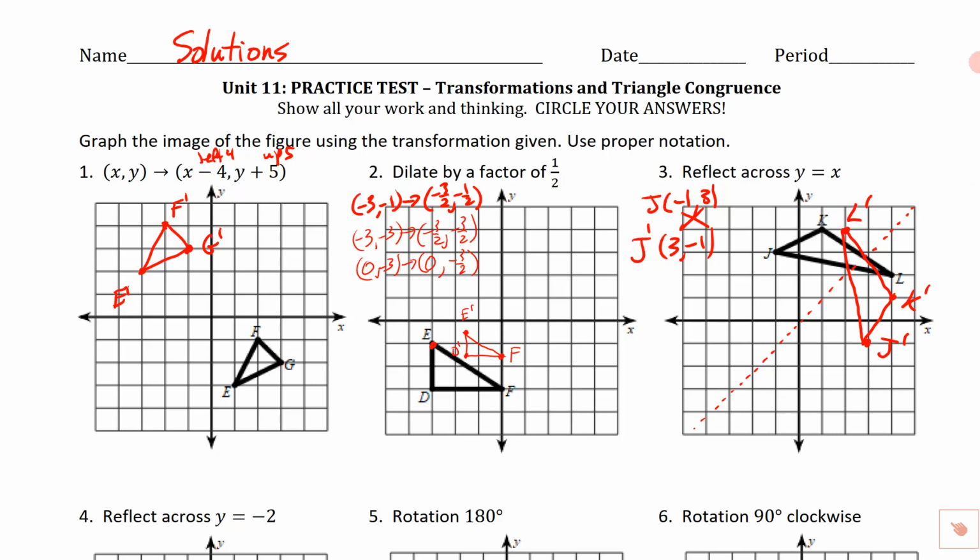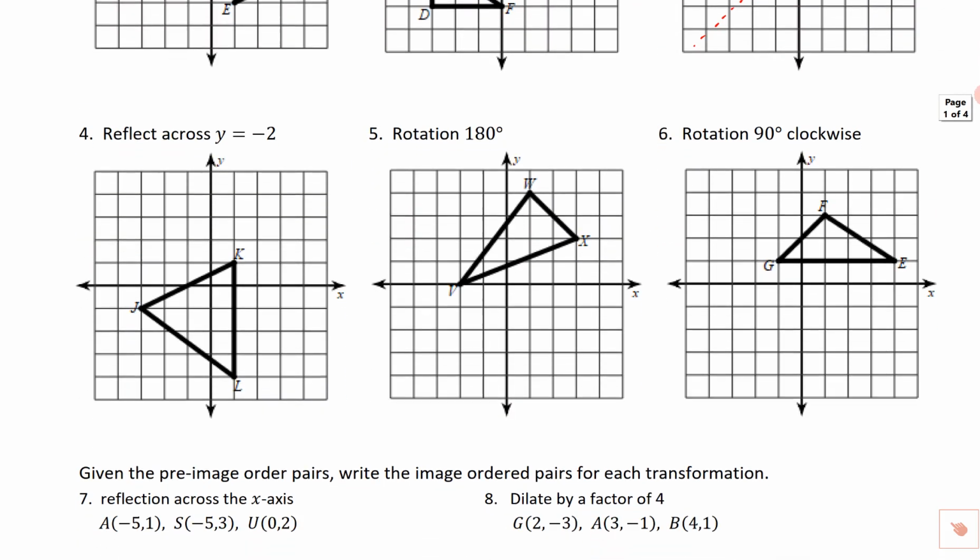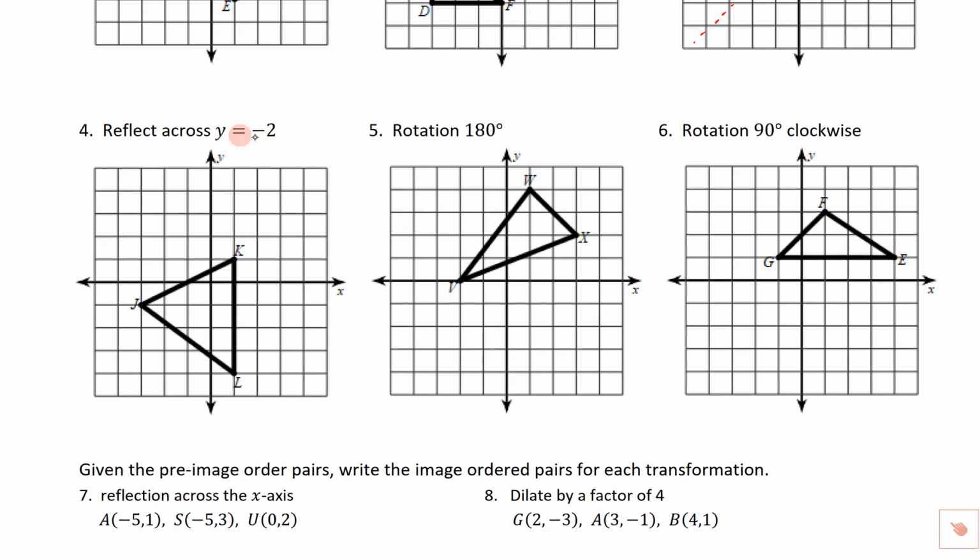If it did ask you to write down the coordinates, you would have to be able to do something like that. So let's go ahead and reflect this across the line y equals -2. So y equals -2 would be right here. Okay, there's our line of symmetry. So this is 2 below. We're going to need to make sure that this is 2 above.